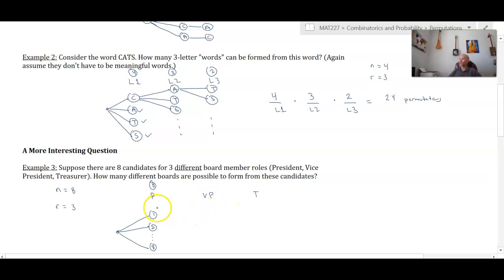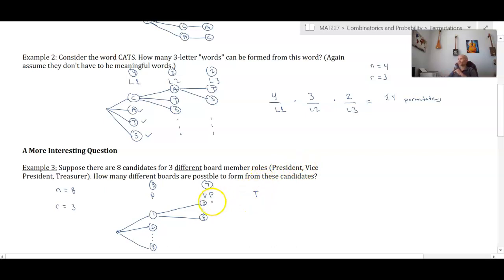But then for the vice president role, if candidate 1 is selected for president, now only candidates 2 through 8 are available to fill the vice president role. So you see we've lost one candidate because that person is in the president role. There are only 7 ways we can fill the VP role. That's the same thing if candidate 2 were the president. Now vice president could only be 1, candidate 3, candidate 4, all the way up to candidate 8. So there's still 7 different people that can be selected.